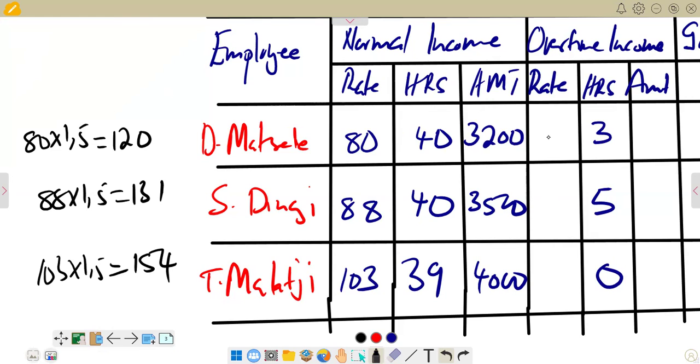So overtime rates are here. So it means we're going to fill as such. The first one we got 120, the second one is 131, and the third one we got 154. So this is what we have.